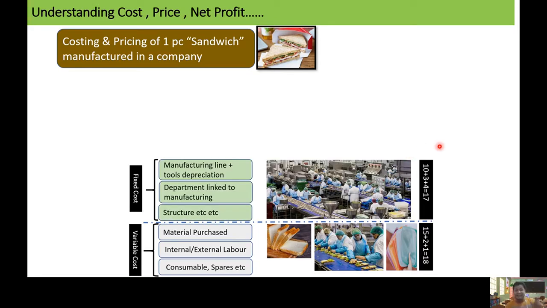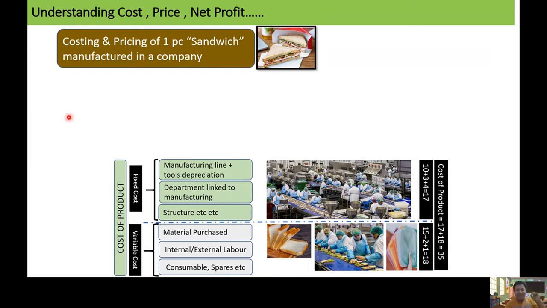The next element is the fixed cost. Why is it called fixed cost? Because it is not dependent on the customer order. The cost of the manufacturing line and the tool depreciation, and the departments like quality, supply chain and purchasing, which are linked to the manufacturing, and the manufacturing structure, etc., are part of the fixed cost. Let us consider that a company is incurring 17 Indian rupees of fixed cost to build one piece of sandwich. Now, if you add the variable cost and the fixed cost, you have the basic cost of the product. So here the basic cost of the product is 17 plus 18, which is equal to 35 Indian rupees.